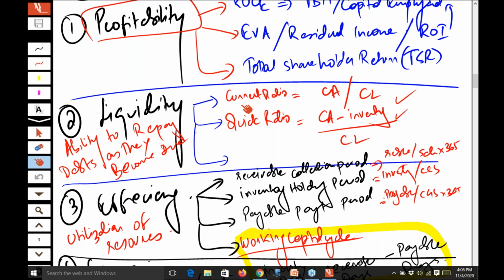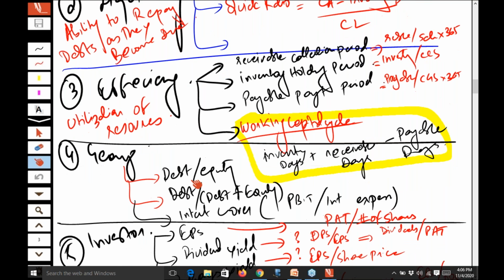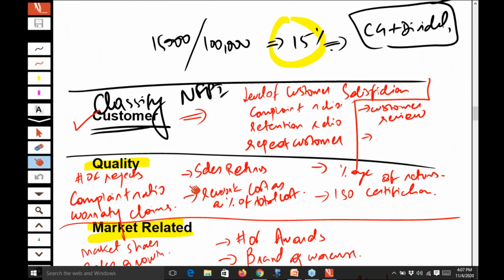Then we moved a bit forward, and we talked about the concept of the non-financial performance indicator. With respect to the non-financial performance indicators, I told you that if you have to establish them, then you would have to classify them. So we classified the non-financial performance indicators into various categories, which included quality, the customers.